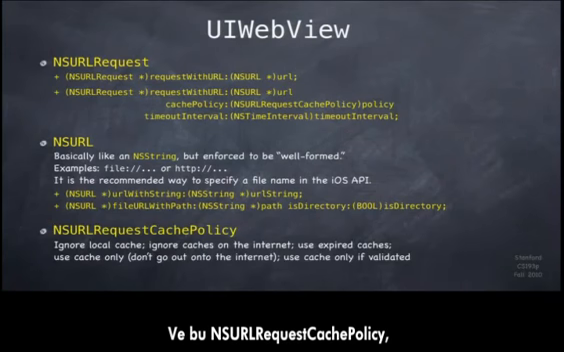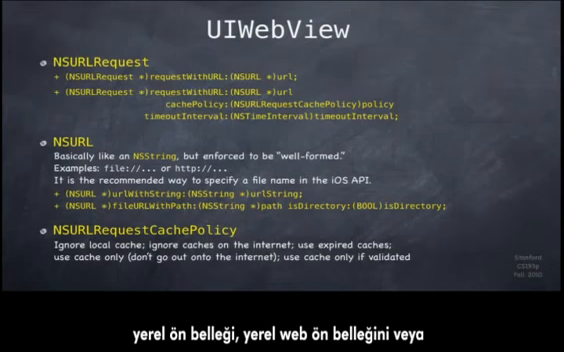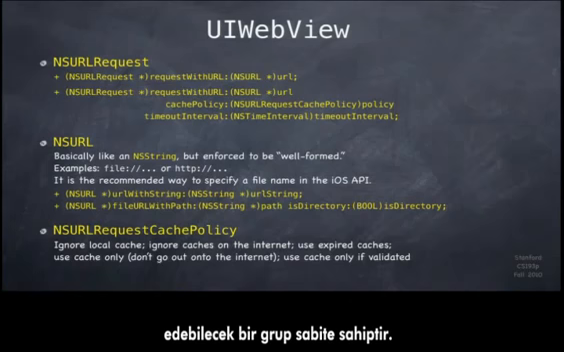And then this NSURLRequest cache policy thing, that has a bunch of constants for things like ignore the local cache, the local web cache, or ignore caches that are out on the internet. I want to go all the way to the server. Use expired caches. Normally it wouldn't do that. Use the cache only.